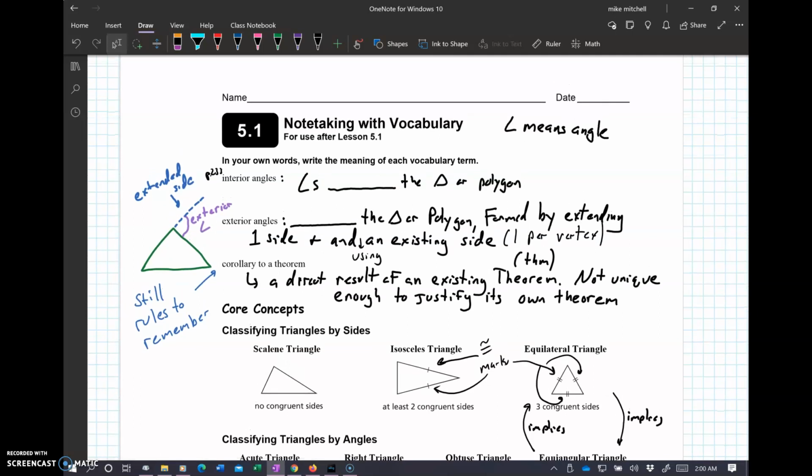So let's go at that. When you look at a polygon or a triangle, interior angles are the original angles, these ones on the inside. You can think of them as the angles inside the triangle or polygon. They call them the original angles of the triangle, I believe I saw in the book.